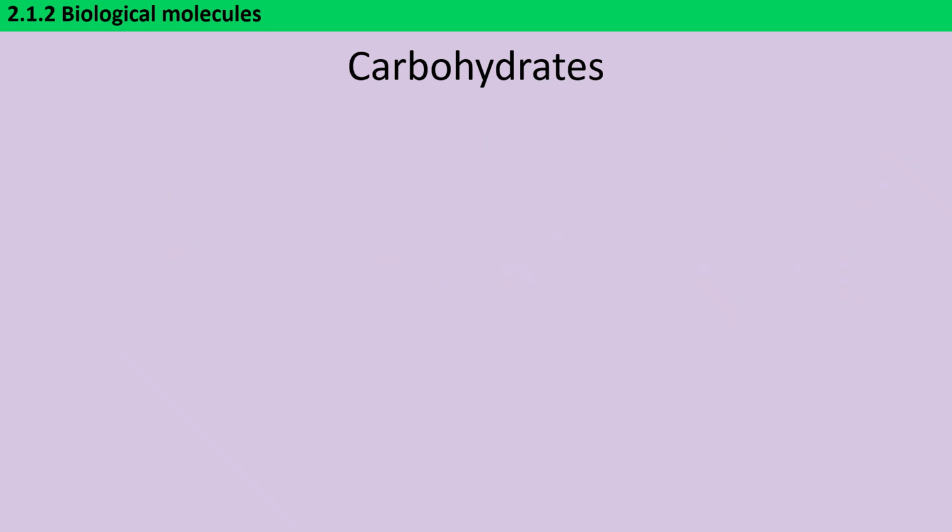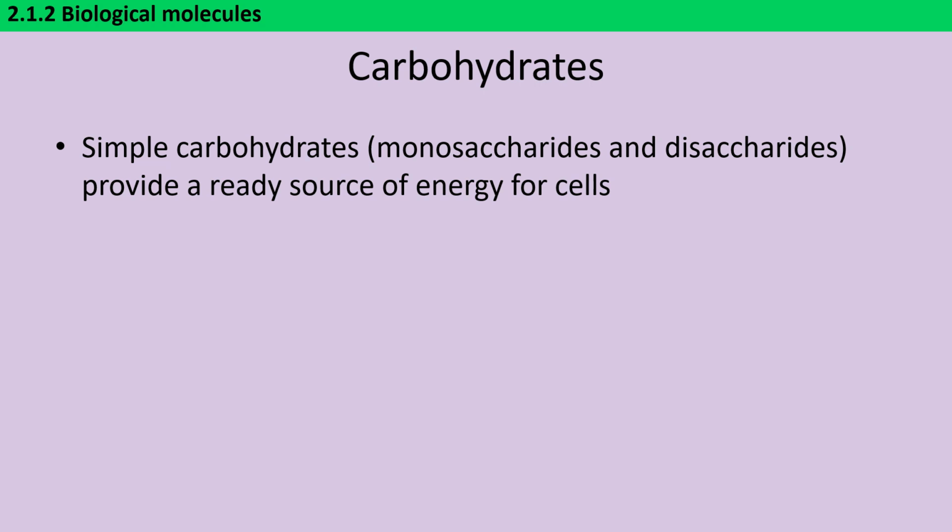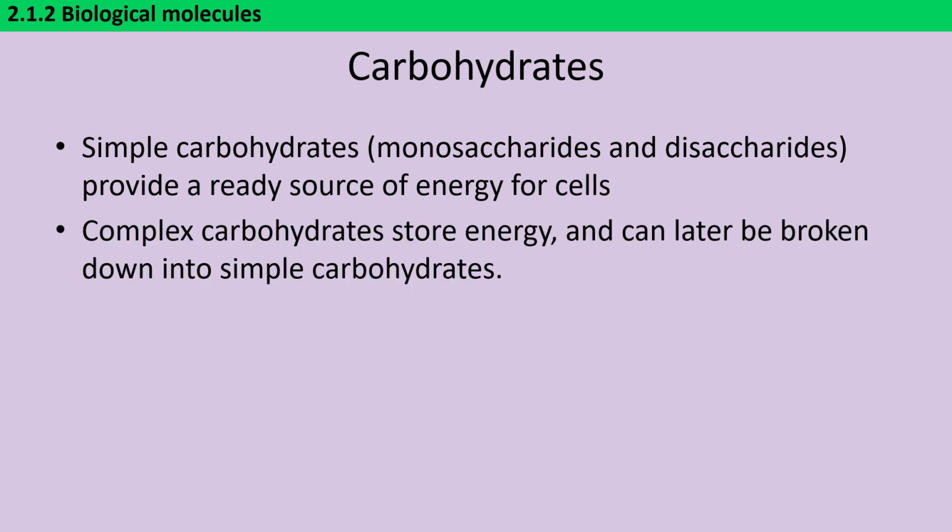So why do we care about these carbohydrates? Well, very early on in your school career, you learned that simple sugars, so monosaccharides and disaccharides, provide a source of energy to allow cells to do all of the things that they need to do. And then more complex carbohydrates like starch and glycogen are used as stores of energy. Later on, they can be broken down to produce those simple sugars, which are then used for respiration and to provide a source of energy.